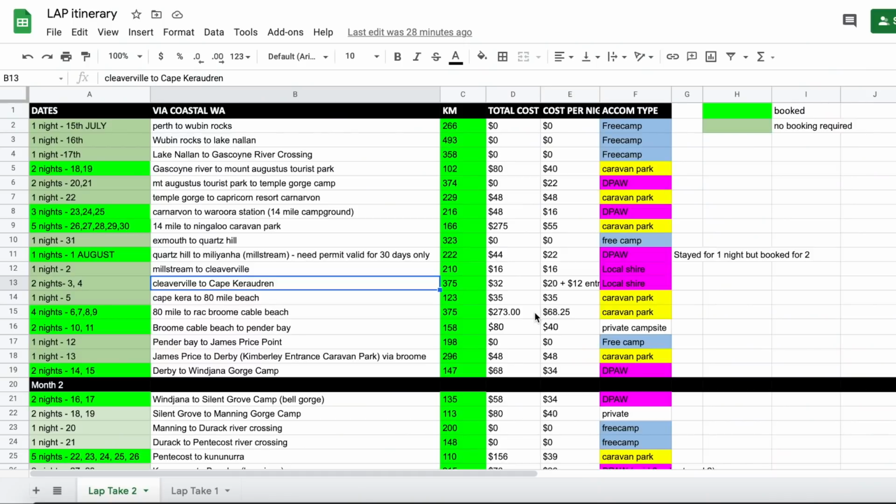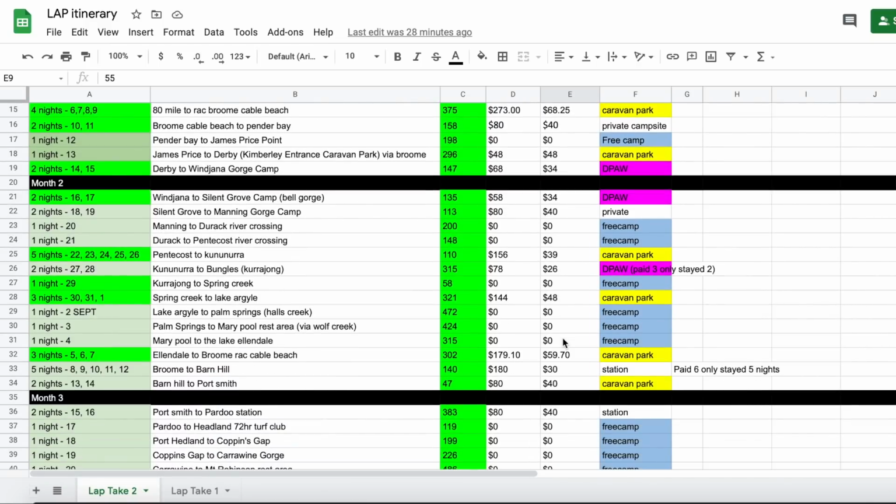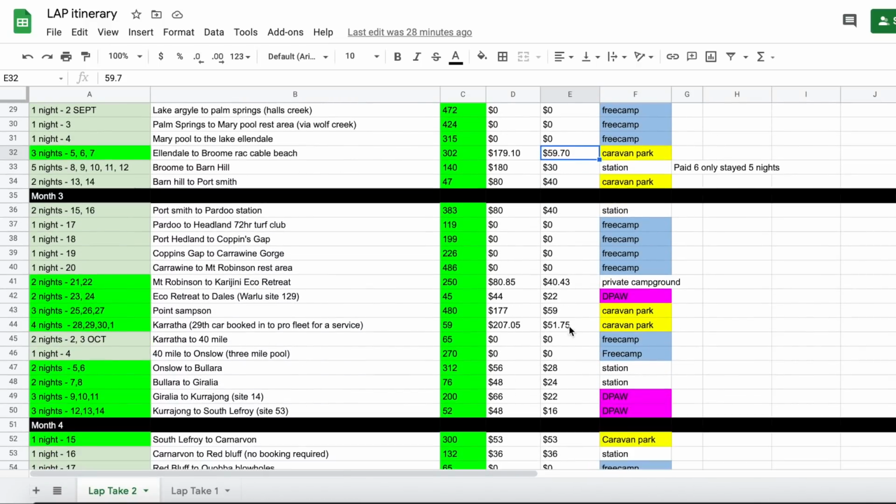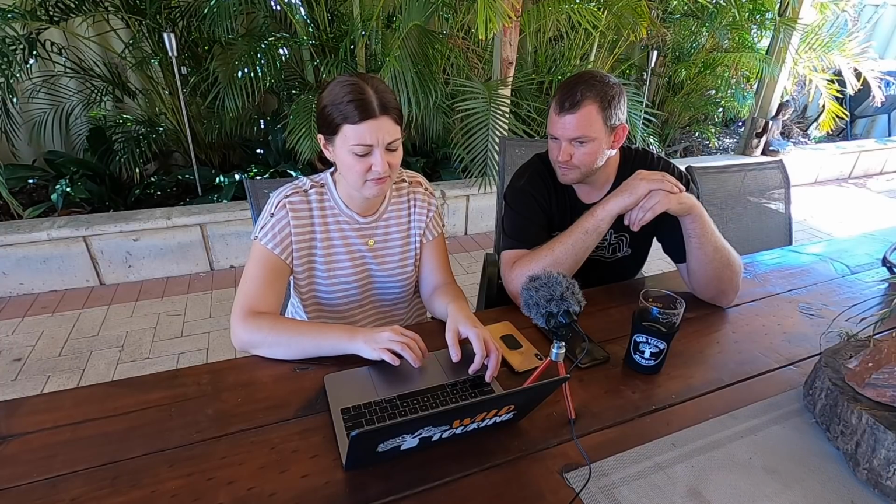Port Sampson was expensive. Broome was $68 a night. Exmouth was $55 a night. Back at Broome. Karratha was expensive. Point Sampson was expensive, for no reason. Unusual.